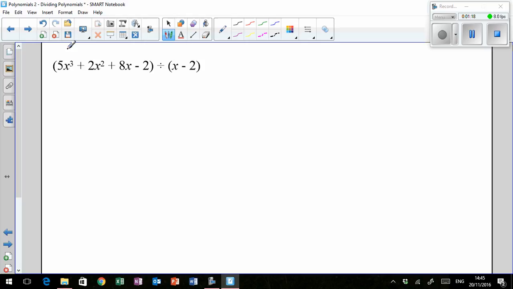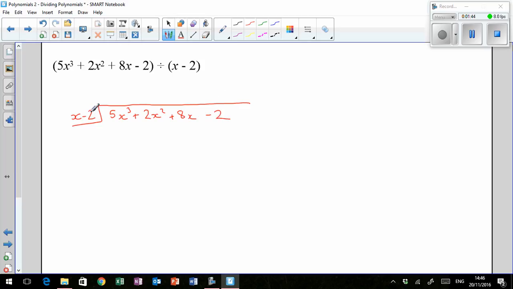Now, as we did with more complicated sums in primary school, this is a more complicated sum. We're going to use long division. Okay, now I don't want you to copy anything down here. I just want you to follow along as best you can. It's not going to be pretty, so you need to bear with me. We're going to divide x minus 2 into 5x cubed plus 2x squared plus 8x minus 2.